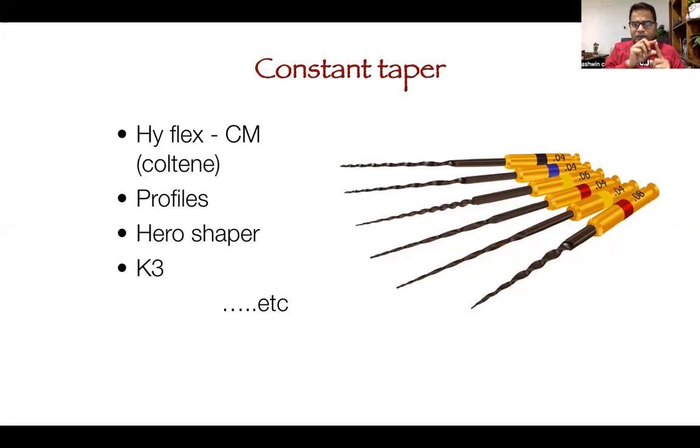Whereas progressively taper, what does it say? It has 4% for 3 millimeters, 6% for 2 millimeters more, and 8% for 2 more millimeters. Understand? So the progressively taper will give you a shape like this. Examples of constant taper: Highflex CM, profiles, hero shaper. So many files are there with the constant taper. You must be having them everywhere. Edge endo is also there.